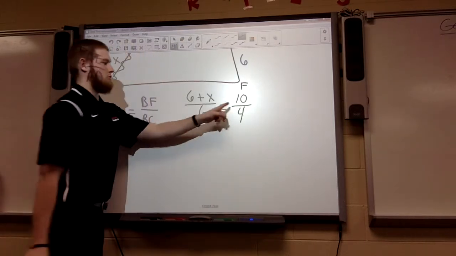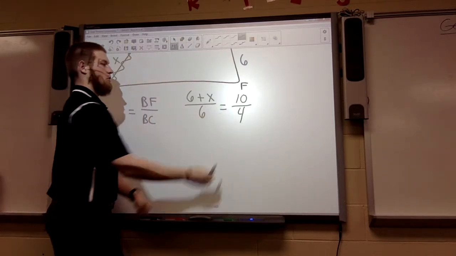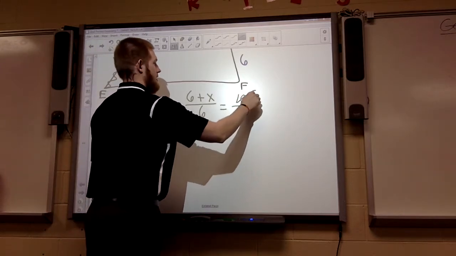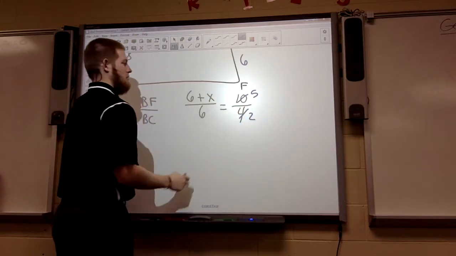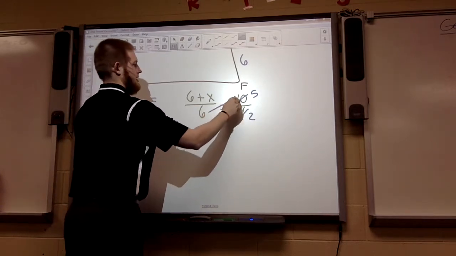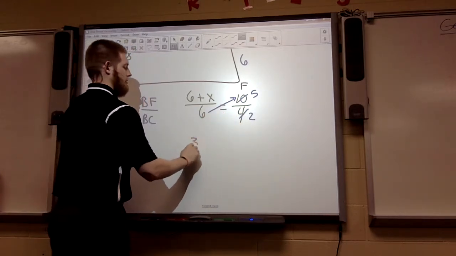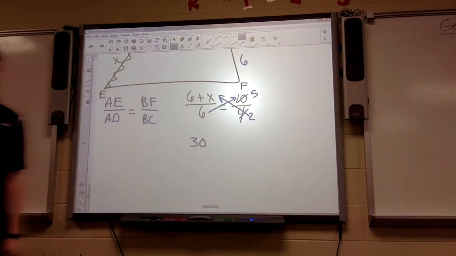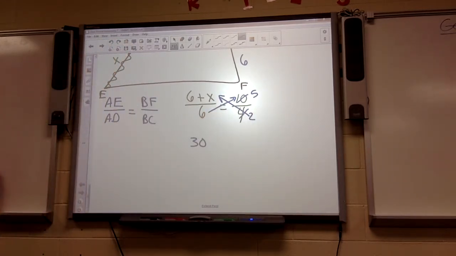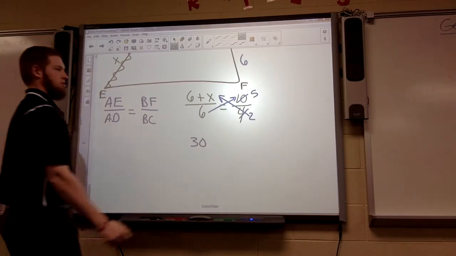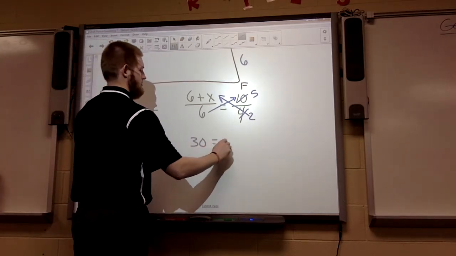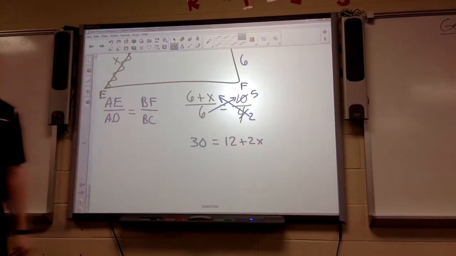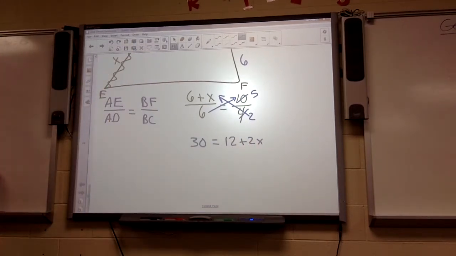Before I go any further, should I reduce? Yeah? What's 10 over 4 reduced to? 5 to 2. Okay, so this is a 5 and this is a 2. So when I cross multiply, 6 times 5 is 30. What is 2 times 6 plus x? Why is it 12 plus 2x and not 12 plus x? Good, you have to distribute. Make sure we are distributing.